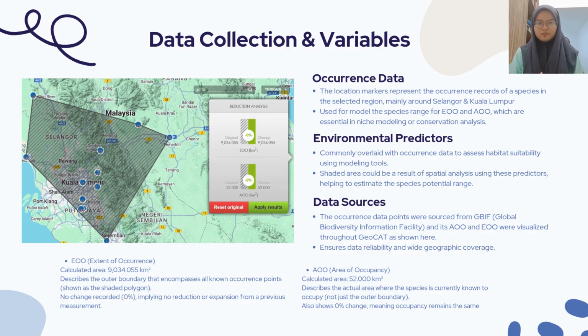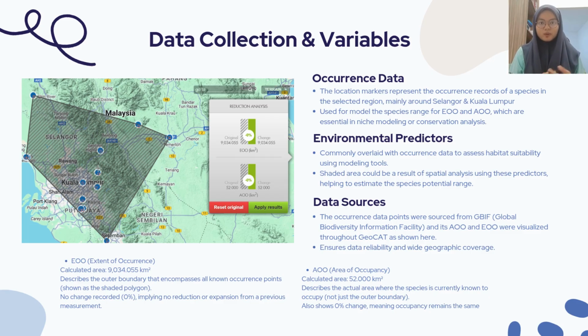Then for the data sources, the occurrence data was sourced from GBIF, which is short for Global Biodiversity Information Facility, and its AOO and EOO were visualized through GeoCat as shown here. And this ensures data reliability and wide geographic coverage.